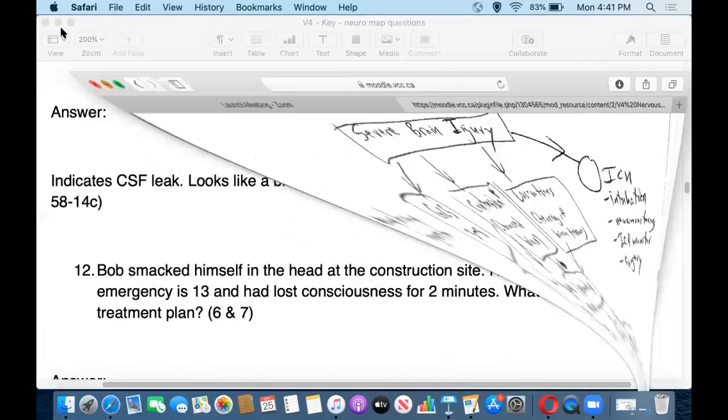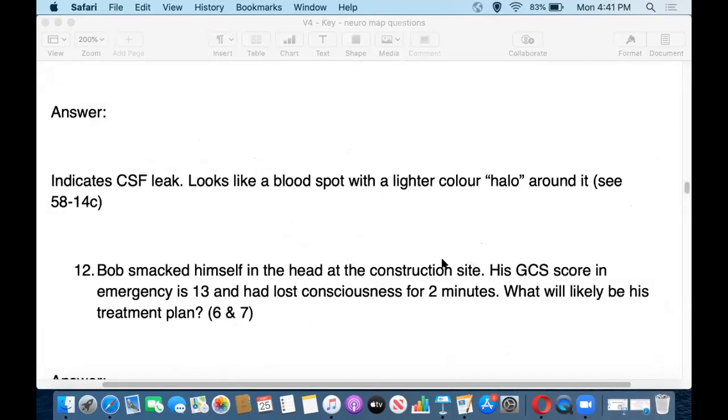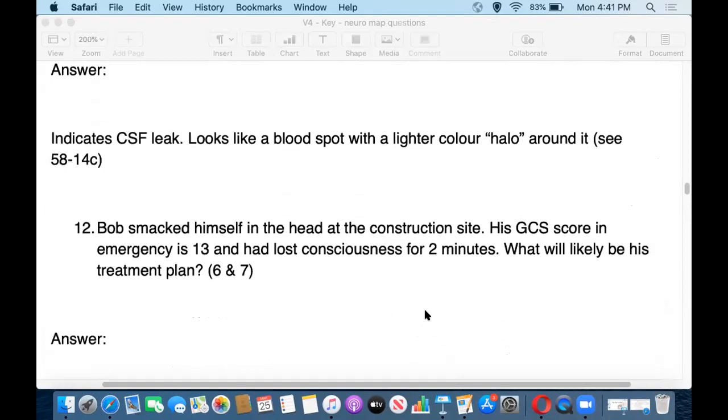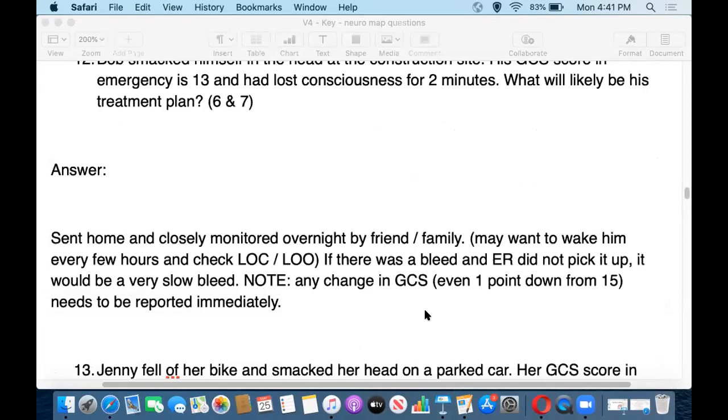And question number 12, now we're asked to apply that stuff. So Bob smacks his head. He scores a 13. What's going to happen to him? Well, we just talked about it. And there it is.